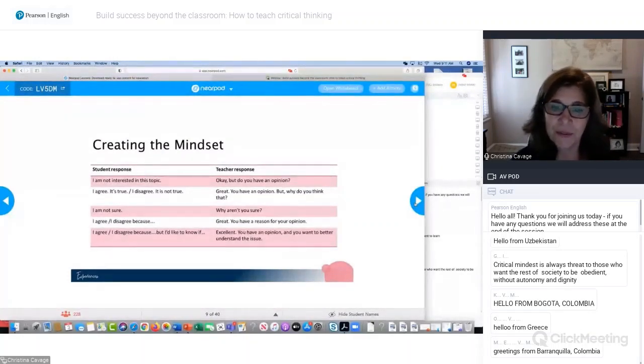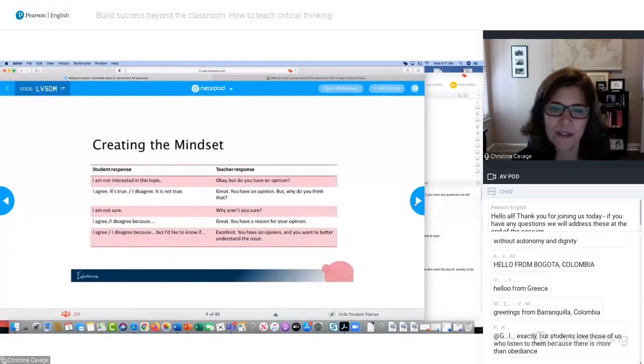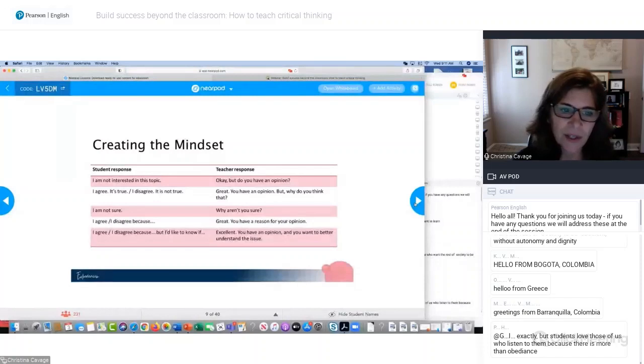I agree or I disagree because. So that's great. We acknowledge the students have a reason for their opinion. And I agree or disagree because, but I'd like to know if. Here's a critical mindset, right? Excellent. So you have an opinion, but you want to better understand the issue. And that's what we're aiming for. We're aiming to get to that last one.